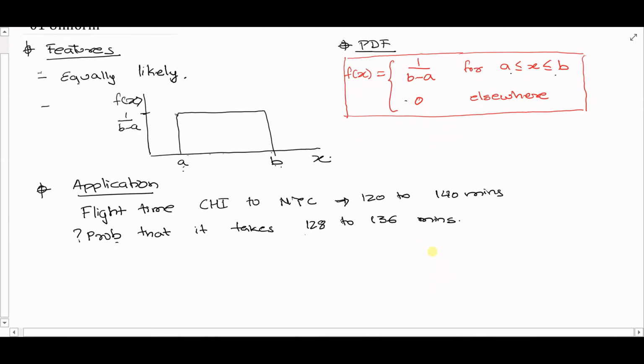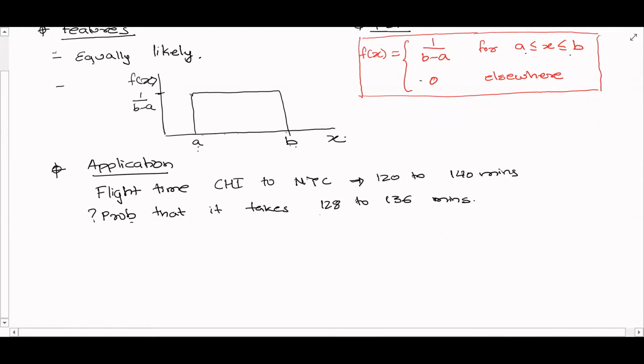The best way to understand this or any distribution for that matter is to use an application and then try to see if you can have a plot of that situation and make sense of what's going on. So here let's take an x, which is a random variable which takes continuous value, and x is defined as the flight time between Chicago and New York, and it takes anywhere between 120 and 140 minutes to fly from Chicago to New York.